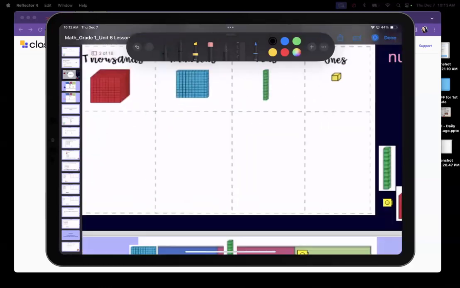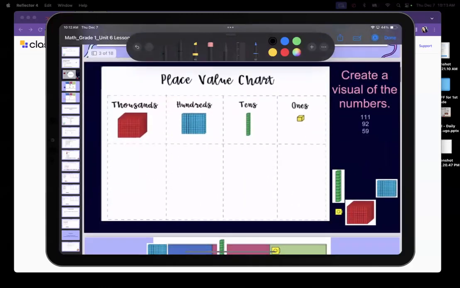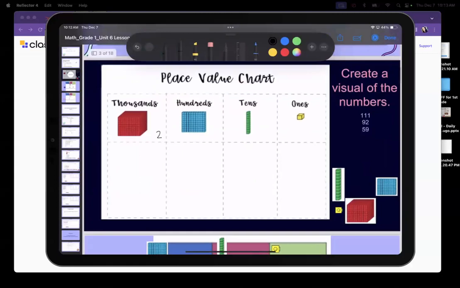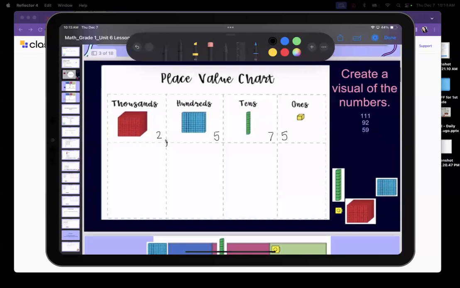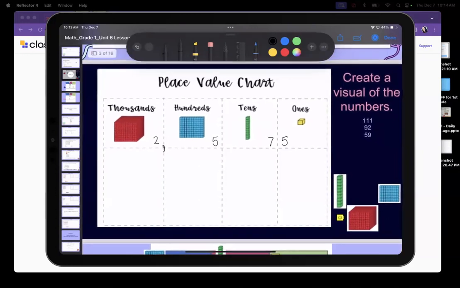Our next one, oops, my screen jumps. It's going to be 2,575. How many in the thousands place? How many are going to be in the hundreds, tens, and then ones? So make sure you put it on your board.